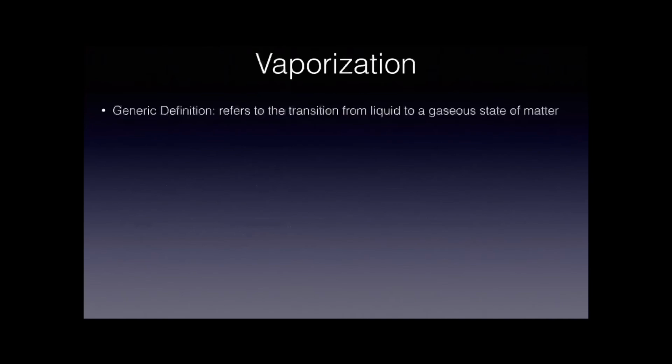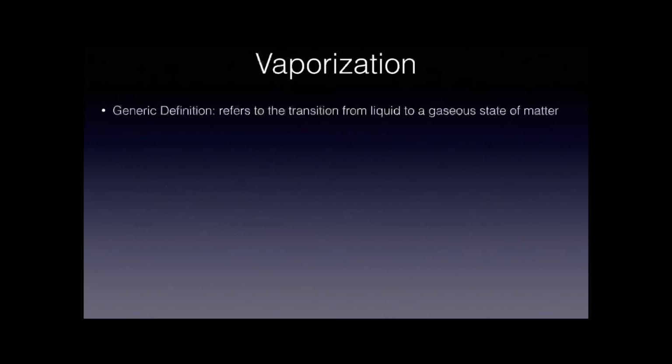So our next one is vaporization. And so this is the third state of matter, and it has a little bit more complex concept, but should be easier for you guys to understand after this. So its generic definition is that we're referring to the transition from the liquid to a gaseous state of matter. So it kind of breaks down into 2 types.